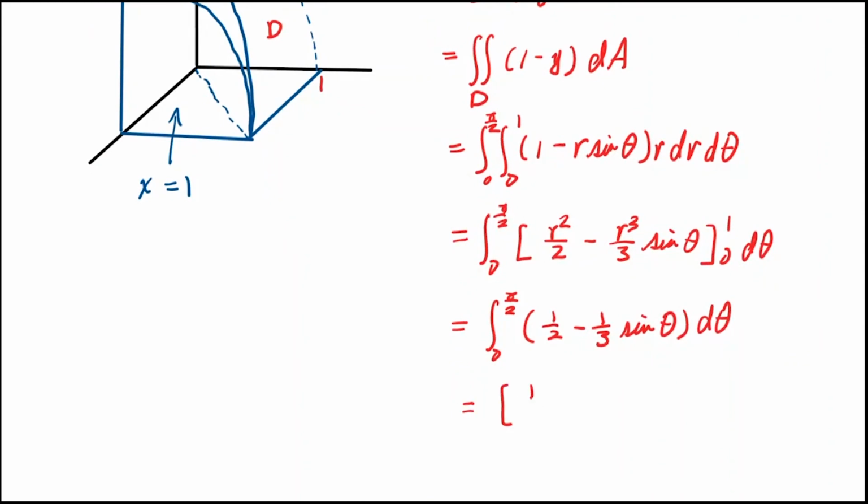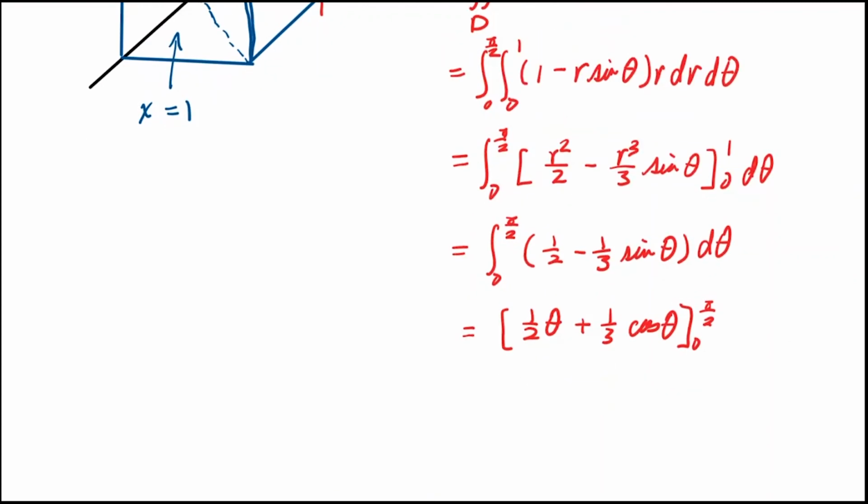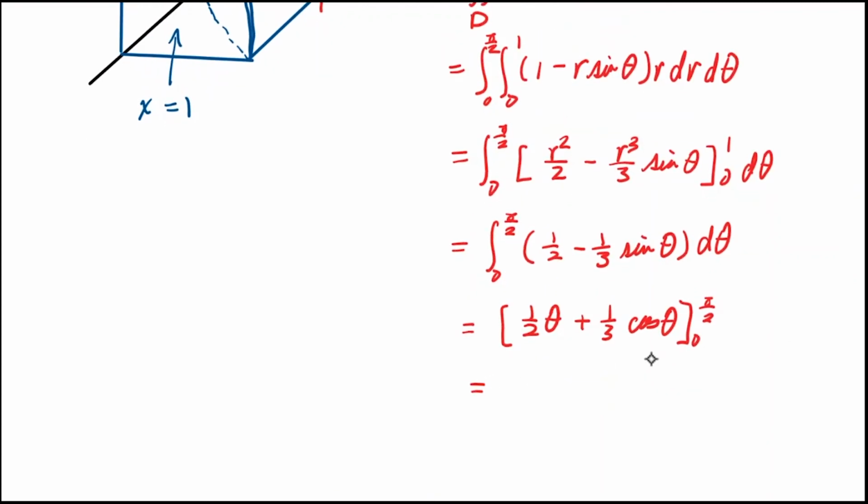So we have 1/2 theta minus, becomes plus, and then 1/3 cosine theta from 0 to pi over 2. Good. So substitute pi over 2, so we get pi over 4, and this becomes 0. Now minus 0, and then that thingy becomes 1/3. How about that? Good. Questions?